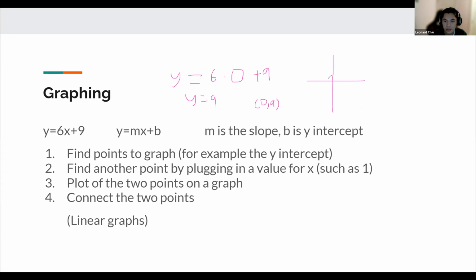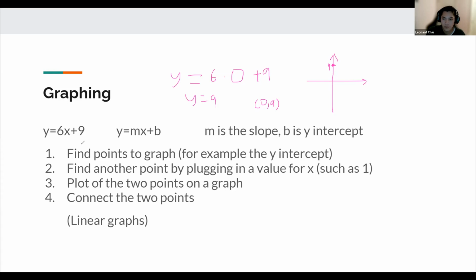So this is the x-axis, this is the y-axis. Now x is 0, so it's right here. Let's just say 9 is right here. So y equals 9. So this right here is the y-intercept. That's one of our points. Now to graph an equation like this, a y equals mx plus b equation, we need at least 2 points. We can't graph it with 1, we need 2.